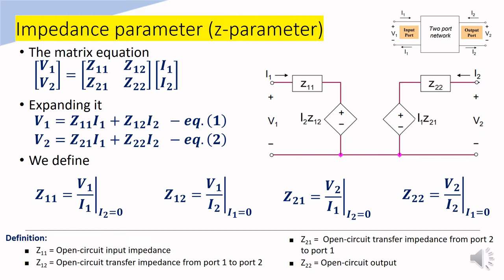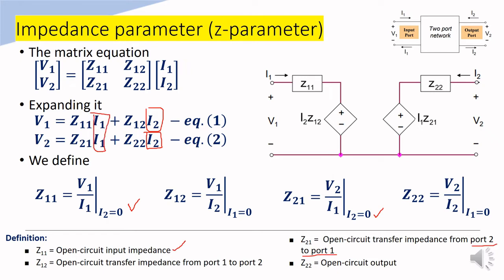Set the current I2 to 0 ampere, then we get Z11 as the ratio of voltage V1 to current I1. Hence, it is known as the input port impedance. At the same time, the Z21 is obtained as the ratio of voltage V2 to current I1. This parameter is defined as the transfer impedance from port 1 to port 2.